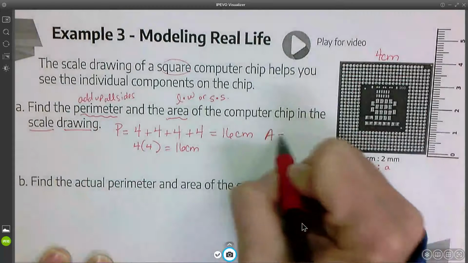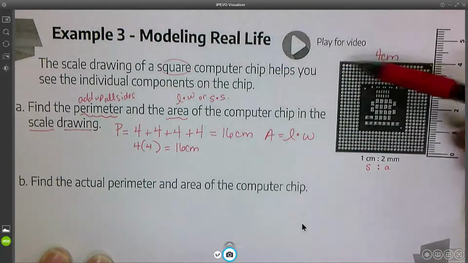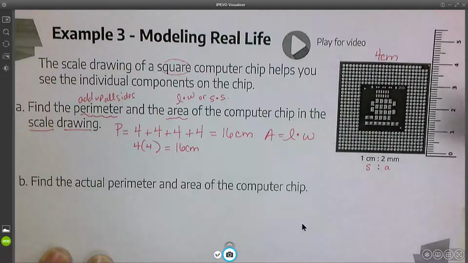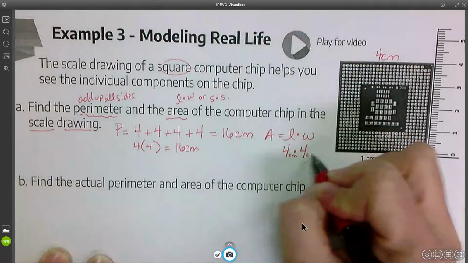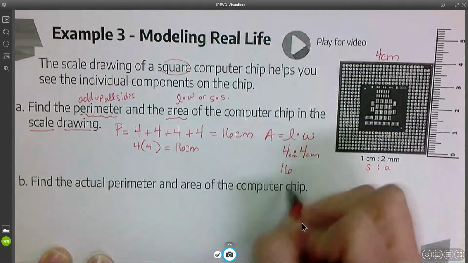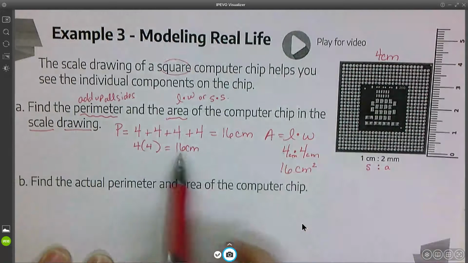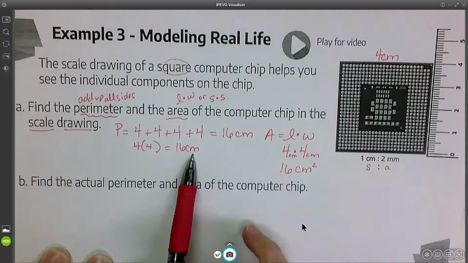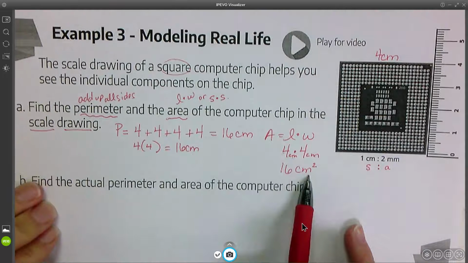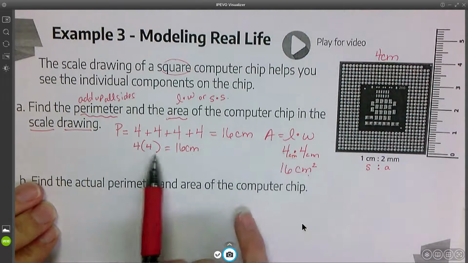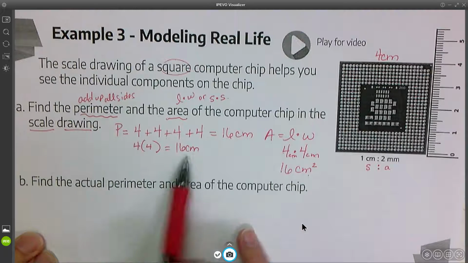For the area, that's equal to length times width, or side times side, and because it's a square, they're both 4. So 4 centimeters times 4 centimeters. So because it's area, it's 4 times 4, which is 16, but centimeters times centimeters is centimeters squared. So even though the number itself is the same, the perimeter is just counting each individual centimeter, while here we're multiplying the centimeters as well. So the area is 16 centimeters squared, and the perimeter is 16 centimeters around.